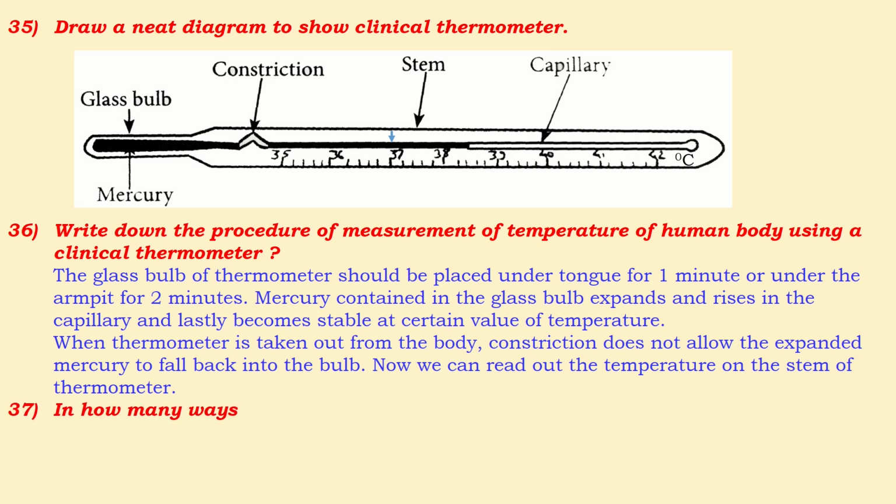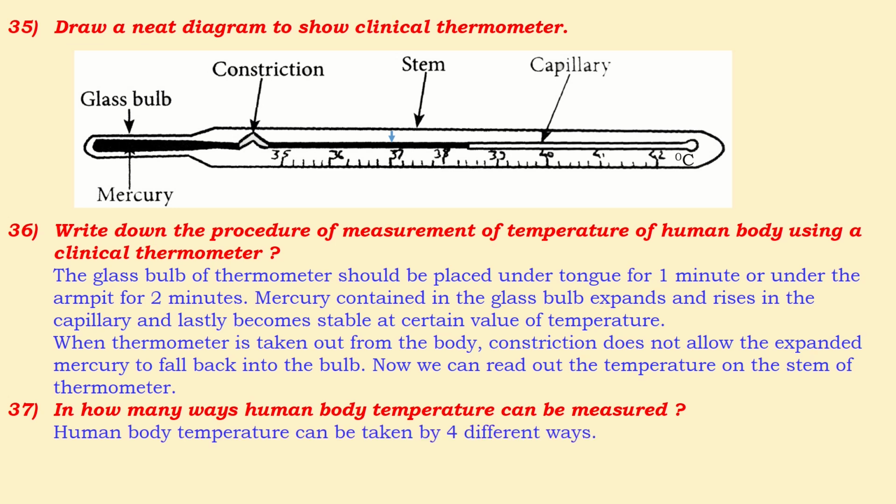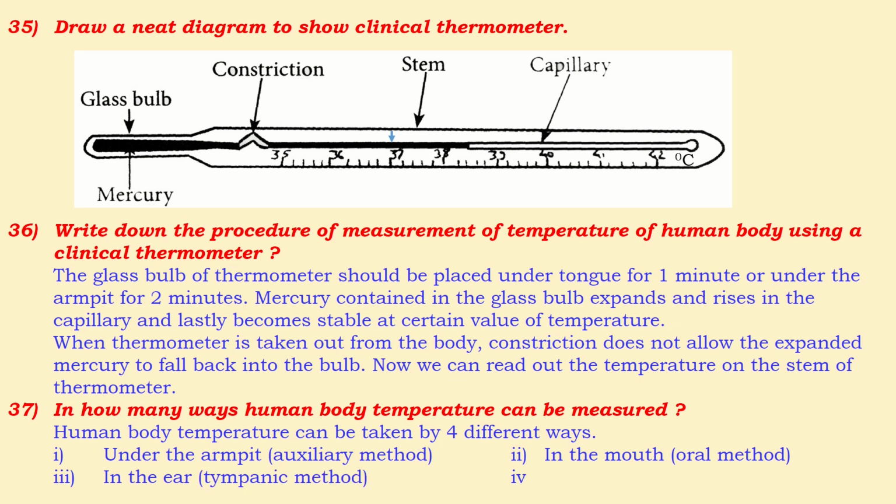Okay, next question. In how many ways can human body temperature be measured? I mean to say, methods of using a thermometer for the measurement of the human body. Two methods were already told in question number 36. Human body temperature can be taken in 4 different ways. Number 1, under the armpit, the axillary method. Number 2, in the mouth, which is called the oral method. Number 3, in the ear, the tympanic method. And number 4, in the rectum, the rectal method. There are 4 ways with which we can measure human body temperature.